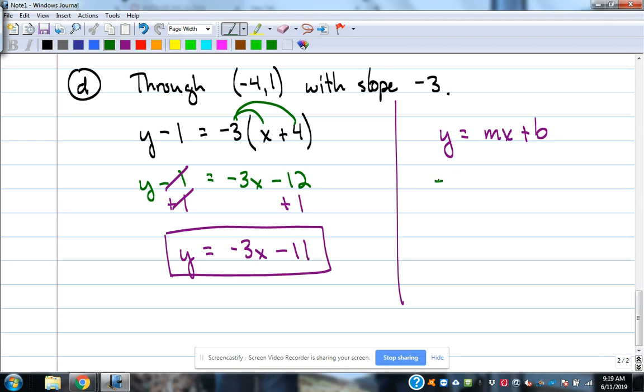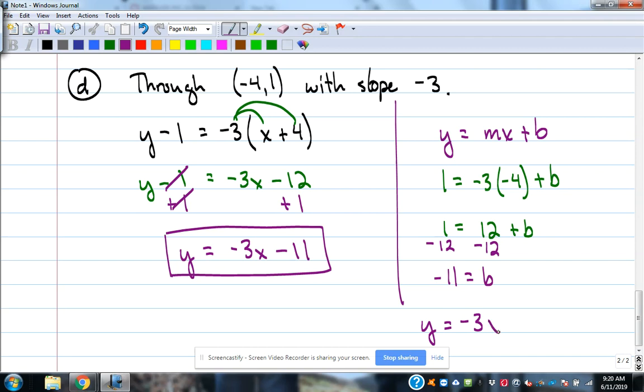Well, I know that y is positive 1. The slope is -3, and the x value is -4. And that leaves me the only variable in there is b, and I solve this equation for b. So 1 equals 12 plus b, and then I subtract 12. That's -11 equals b. What that tells me then is that my y-intercept is -11. So I would write the equation y equals -3x minus 11. Those go together.